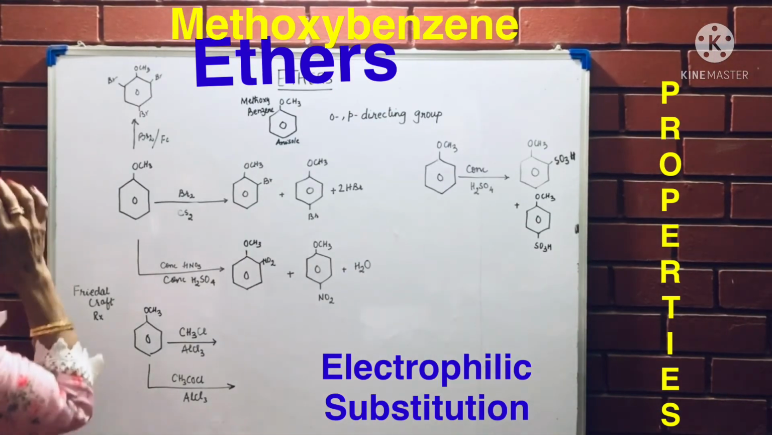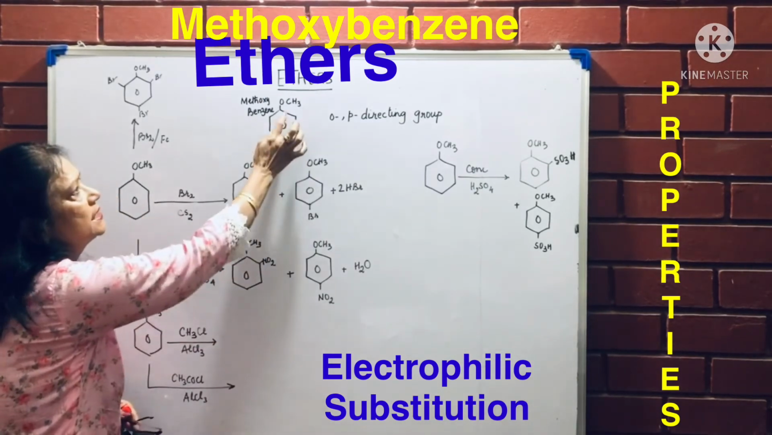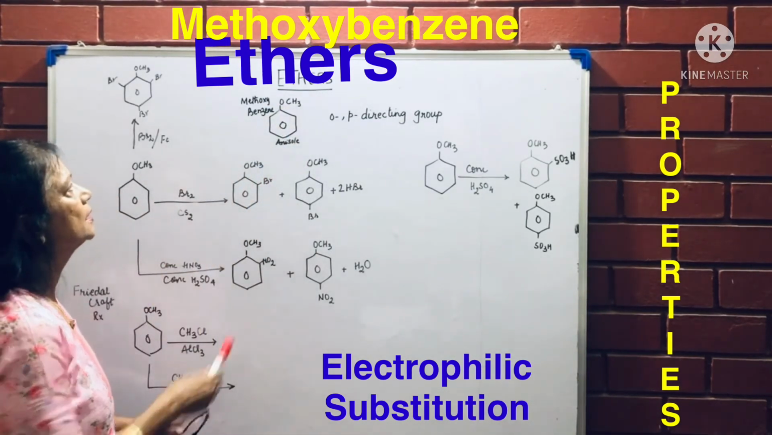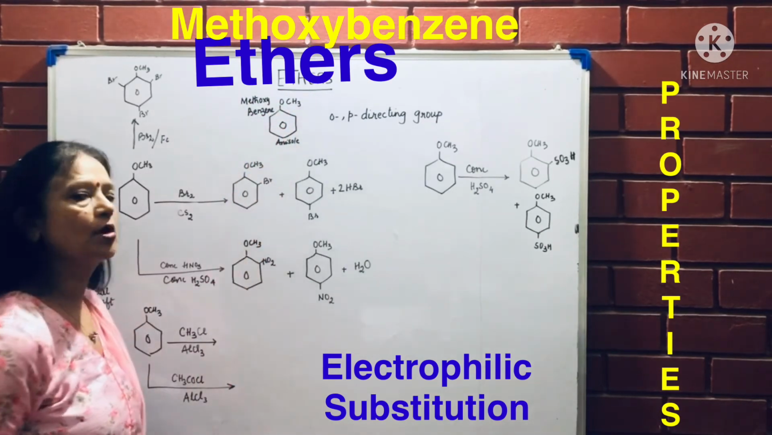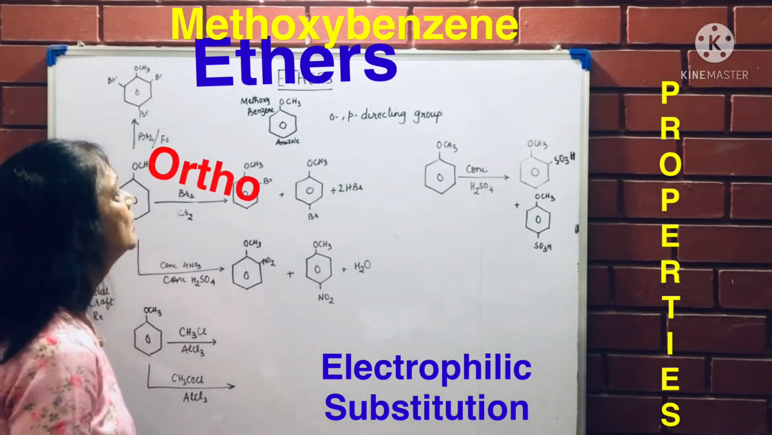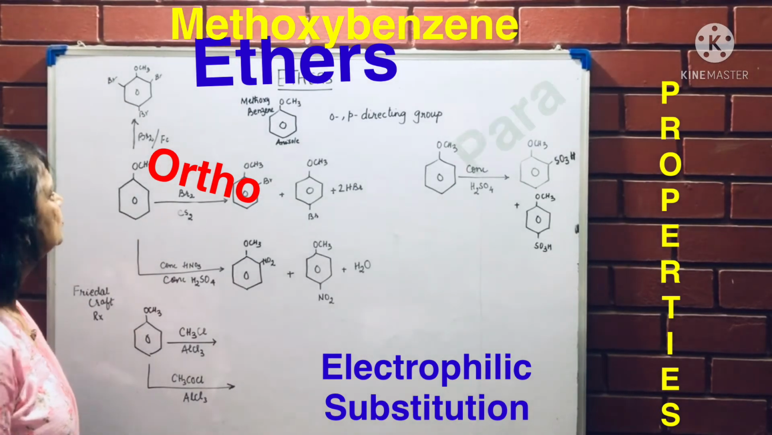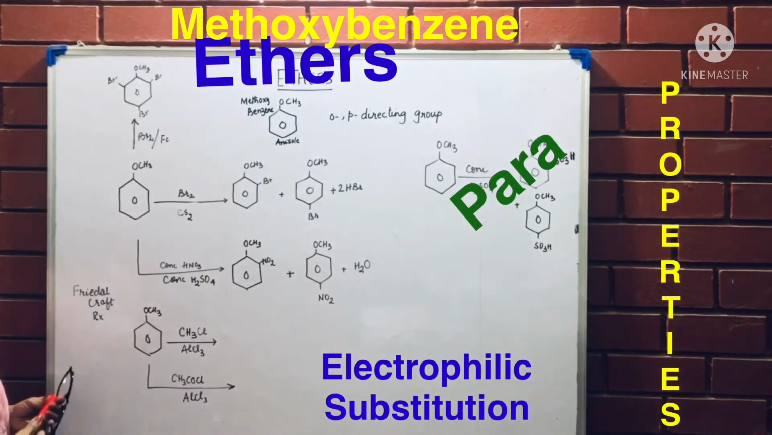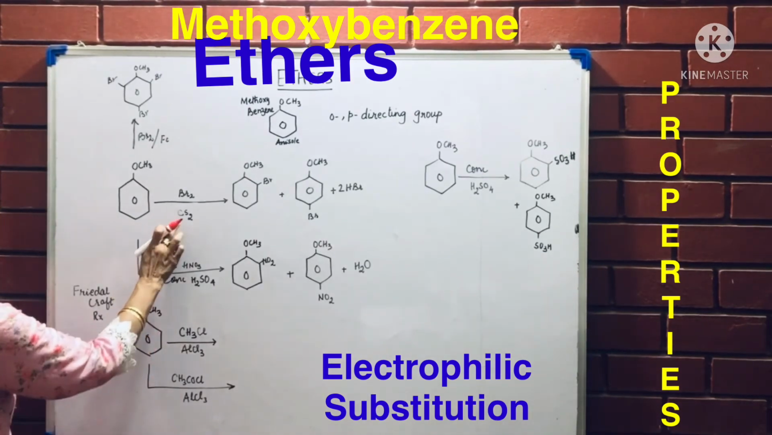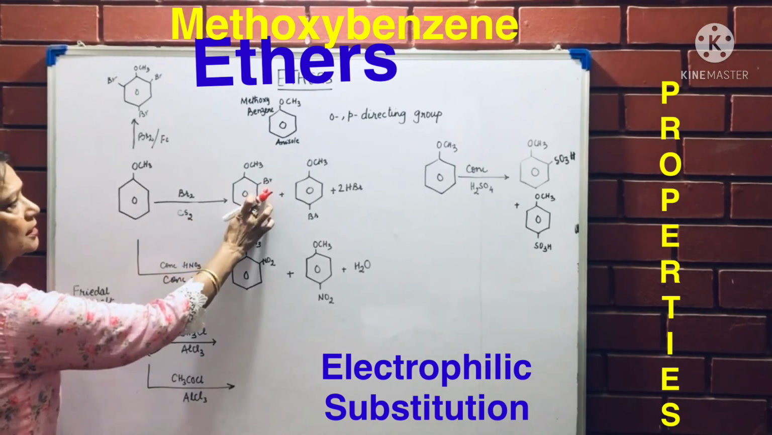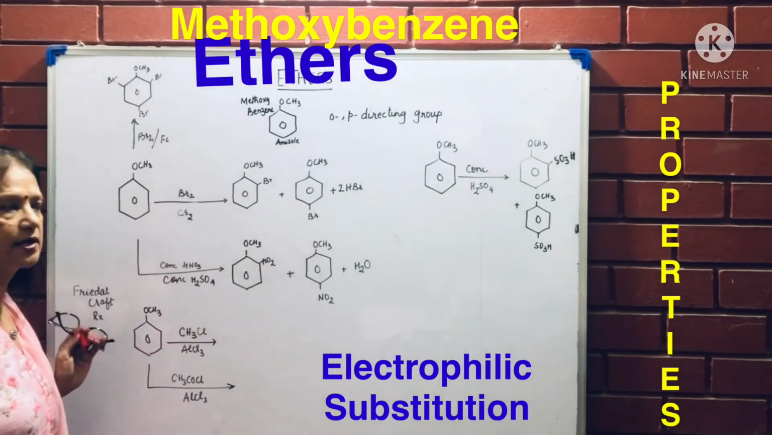Now aromatic ethers, that is, if on the benzene ring there is an ether, it is called methoxybenzene. Methoxy this and benzene, commonly called anisole. So it is an ortho-para-directing group. So these reactions are similar to what we have done in phenol. That is one compound formed, if I am using an inert solvent, one ortho product, one para product.